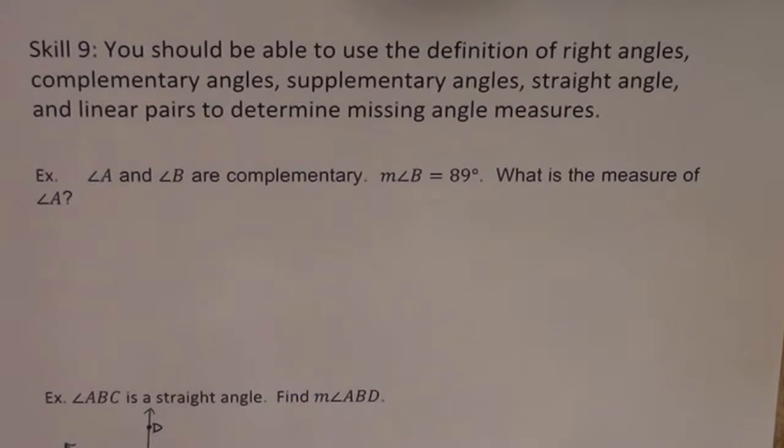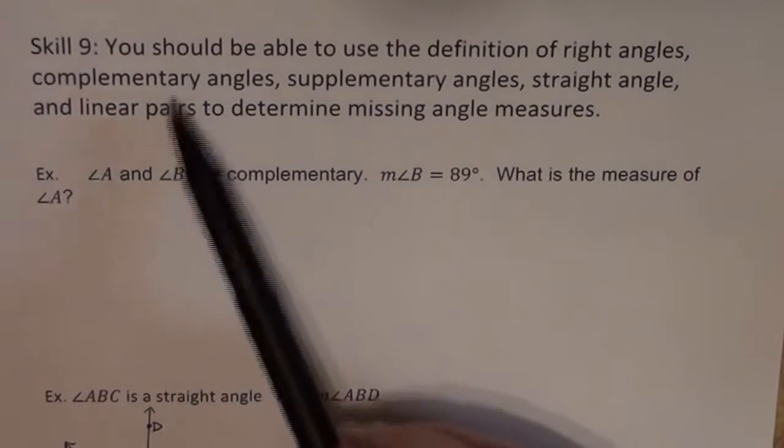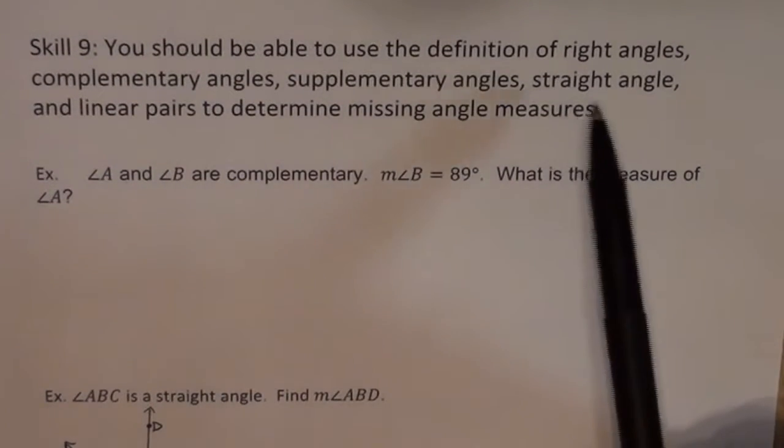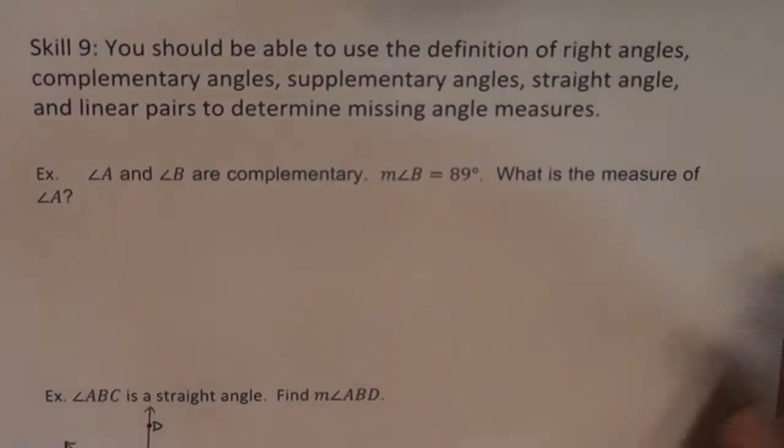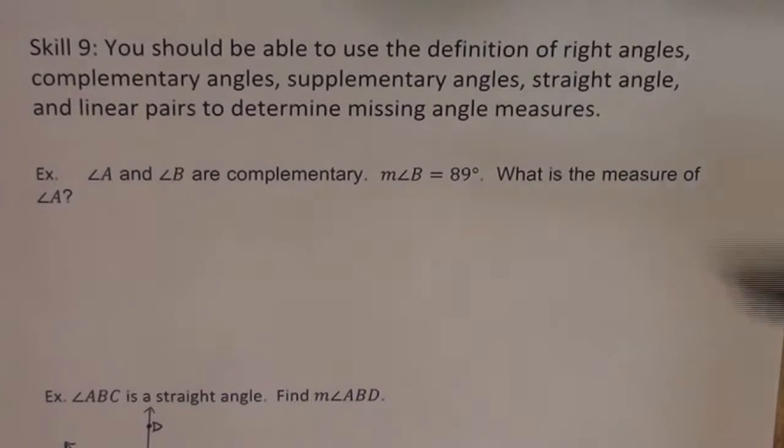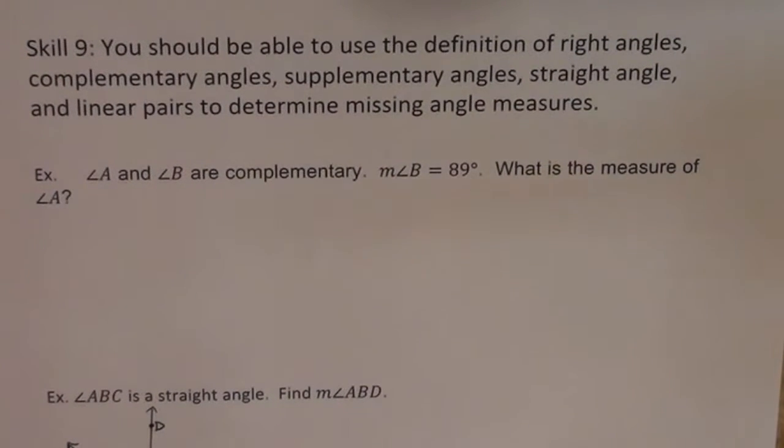Chapter 1, Geometry 1, Skill number 9. You should be able to use the definition of right angles, complementary angles, supplementary angles, straight angles, and linear pairs to determine missing angle measures. So the first example, it's one of my favorites.